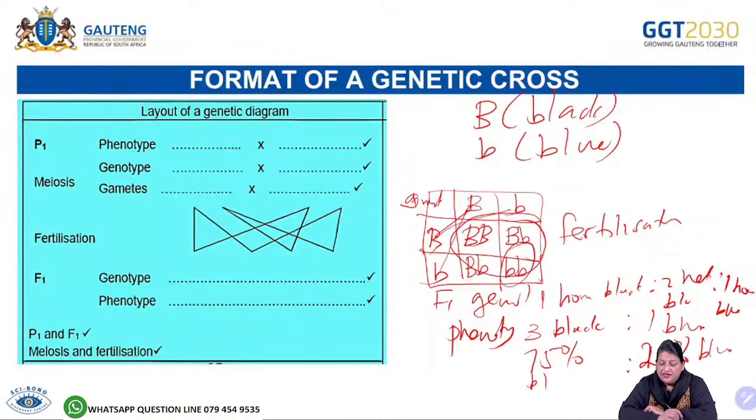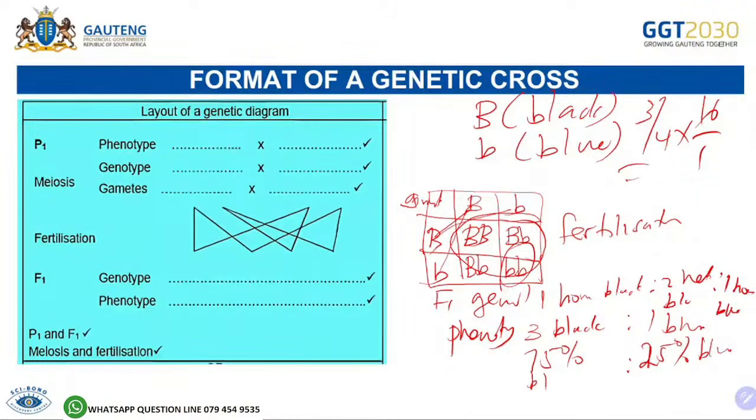That doesn't mean that every family must only have 4 children. Even if the children are 16, it means 3 out of 4, that means 3/4 of the 16 children will be black-eyed, and you'll work it out with a calculator, and that will tell you how many children will have black eyes. And then 1/4 of the 16 children, if there are 16, will have blue eyes, and you'll work out how many of them will have blue eyes.